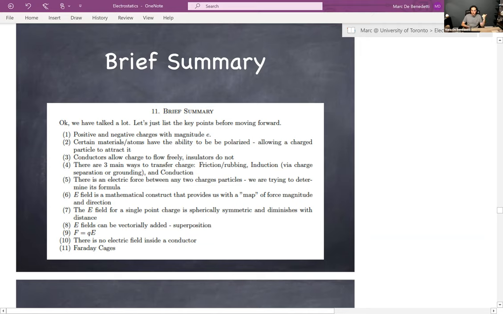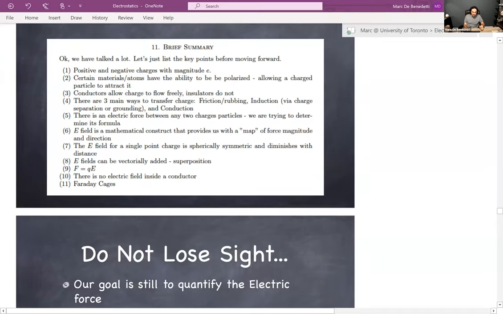We know the E field due to a point source is spherically symmetric. We know that the E field will get weaker as we get farther away. We don't know how weak. Could be linear, could be square, could be logarithmic, could be root, who knows. But we do know it gets weaker as it gets farther away. We also know that there is no electric field inside of a conductor, and this has led to the discovery of Faraday cages. So that's sort of a brief summary of what we've done so far.